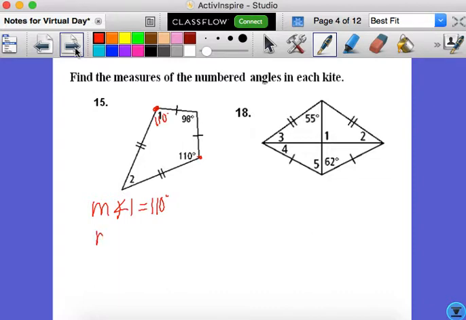Now remember, like I said, all of our angles have to add up to 360. So what I'm going to do is take 360 minus the 3 angles that I have. So minus 110, minus 110, minus 98. And whatever is left over is my measure of angle 2. Take a look at number 18, mark everything you know, and I'm going to grab a calculator.